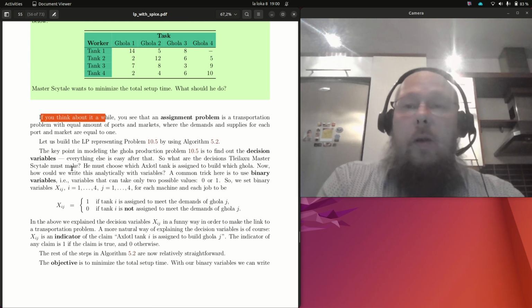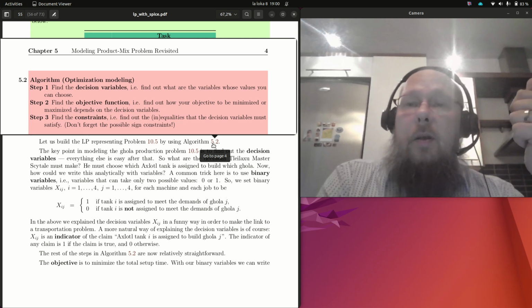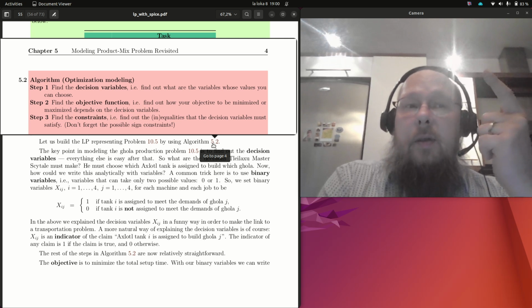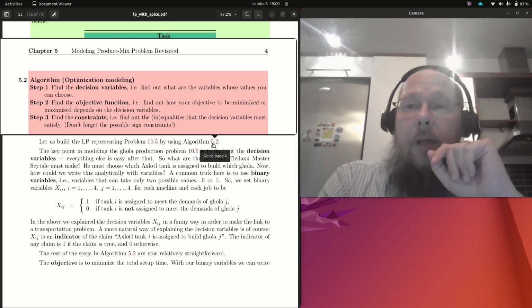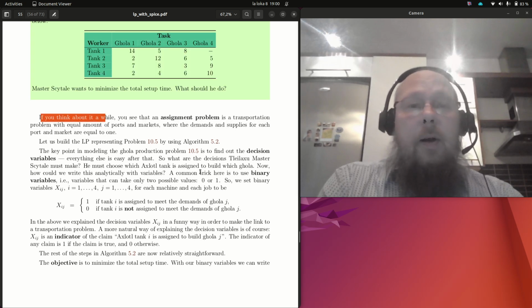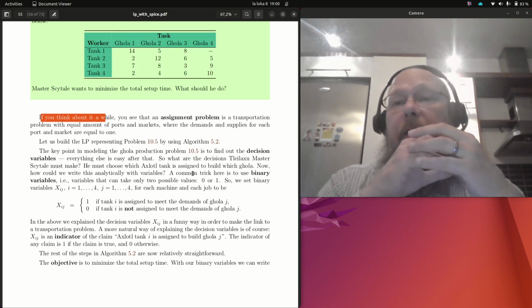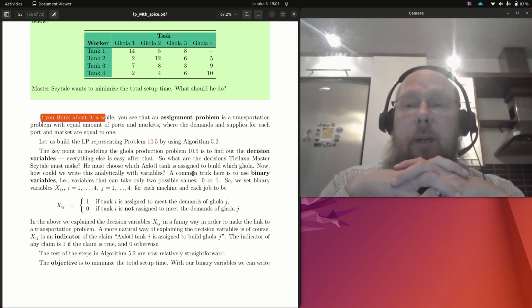You can also start modeling this by using algorithm 5.2. Remember algorithm 5.2. The first step is to find the decision variables. The second step is to find the objective function, and the final step, number 3, is to find the constraints. Here, as in transportation problems typically, the trick is to find the decision variables. Once that is done, everything else is relatively easy.